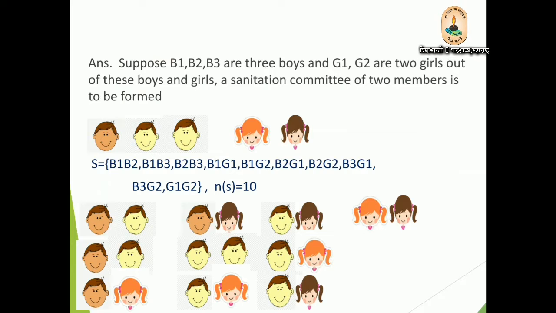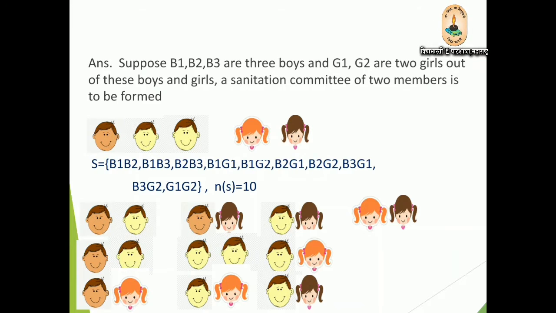Solution for this example. Here 3 boys and 2 girls are given. Suppose B1, B2, B3 are 3 boys and G1, G2 are 2 girls. Out of these 3 boys and 2 girls, a sanitation committee of 2 members is to be formed. The picture shows the total possibilities.